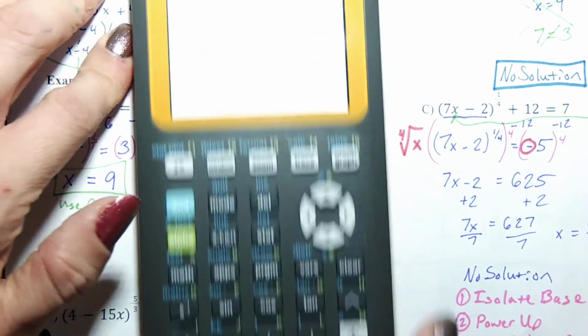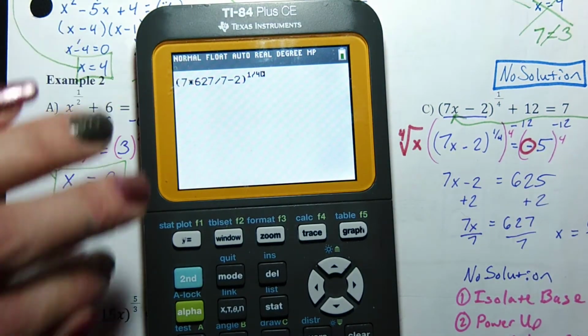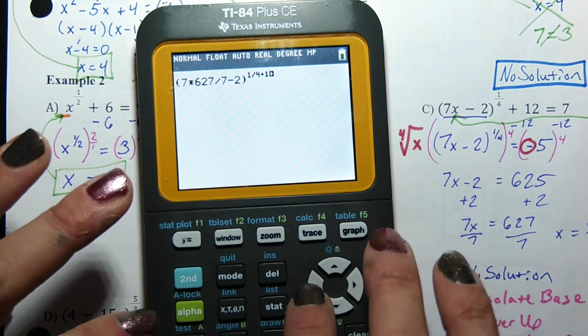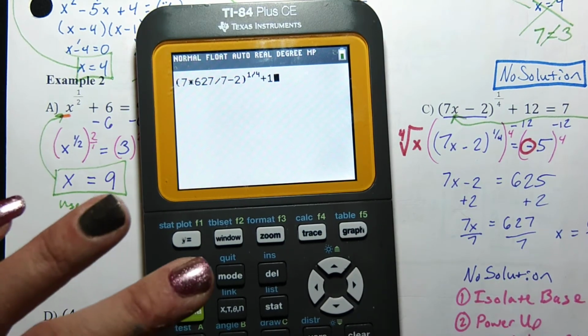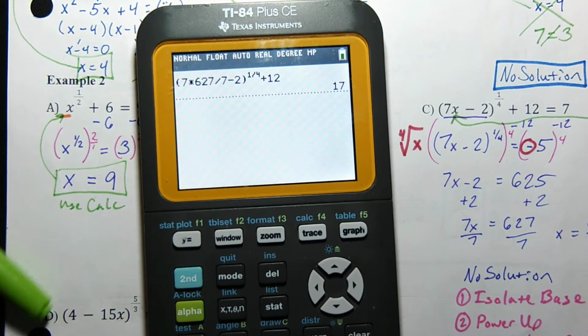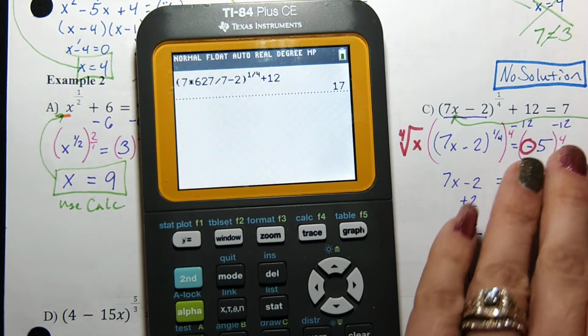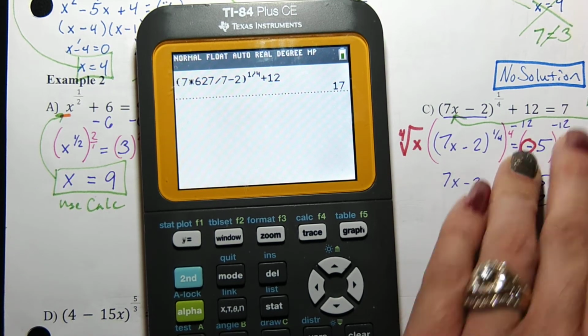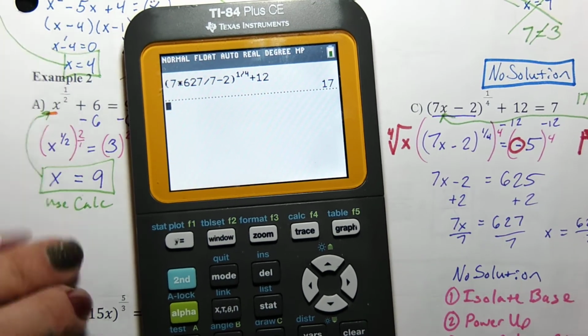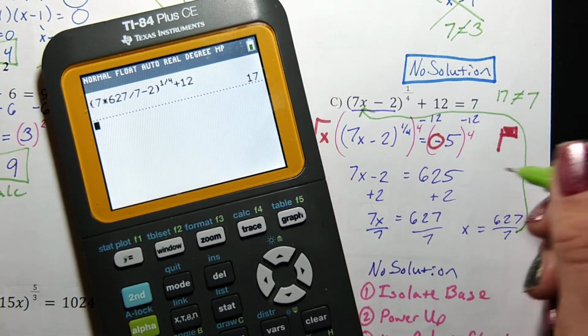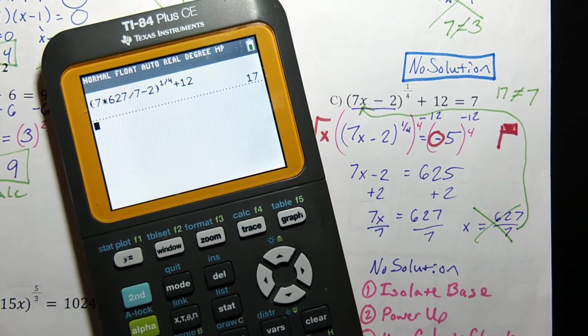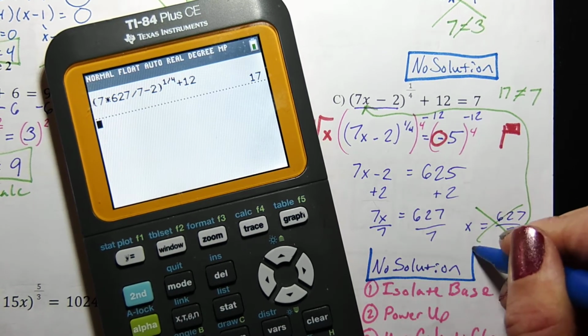We'll do calculators again. Make sure you are using parentheses there. Plus 12. Ooh, not up with the exponent. Plus 12. And we get 17. So 17 is not equal to 7. We checked through our math. We did not mess up anywhere. So what does that mean about this? It is extraneous. And your final answer that you would write is no solution.